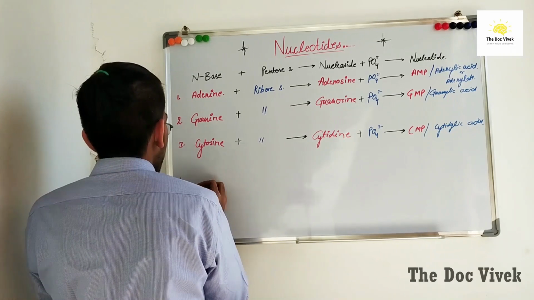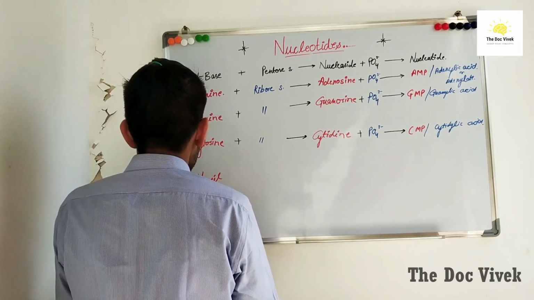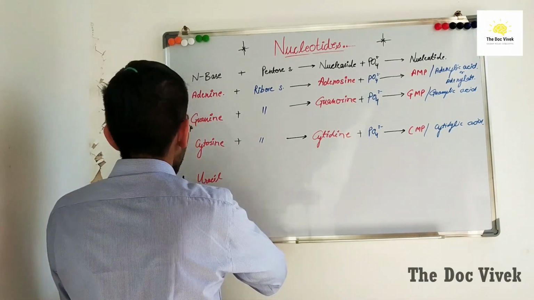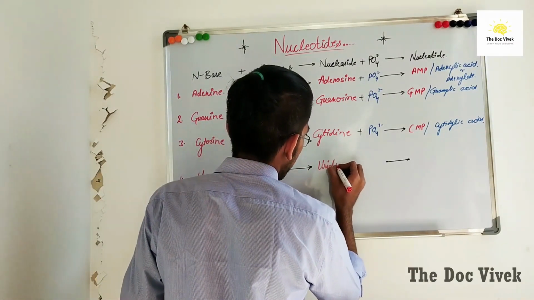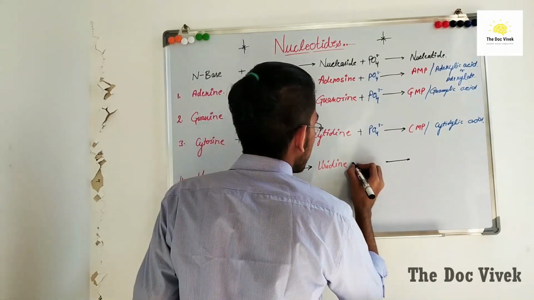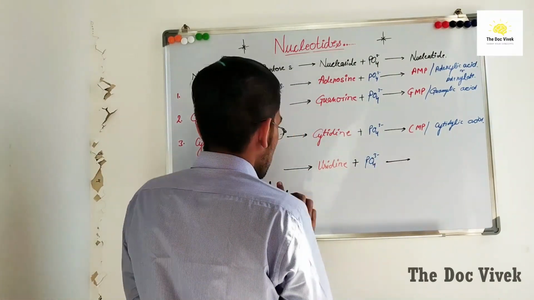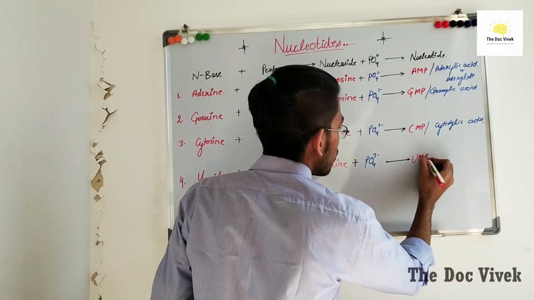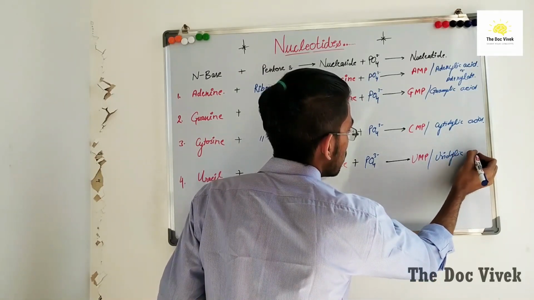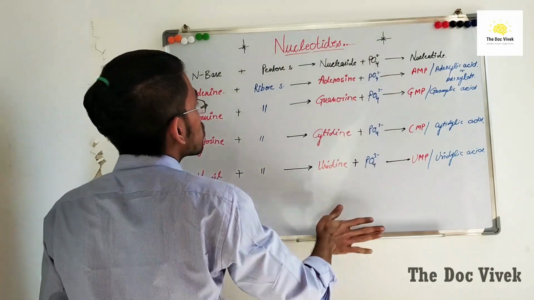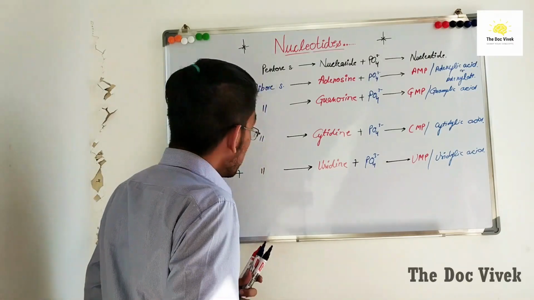And finally the fourth one is uracil, and then the nucleoside formed is uridine. And if further phosphorylation of uridine takes place, it results in the formation of uridine monophosphate, which is also termed uridylic acid. Okay, so this was all about ribonucleotides. So without wasting our time, let's move towards deoxyribonucleotides.